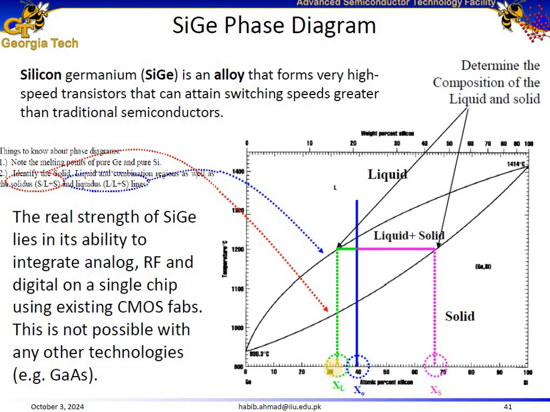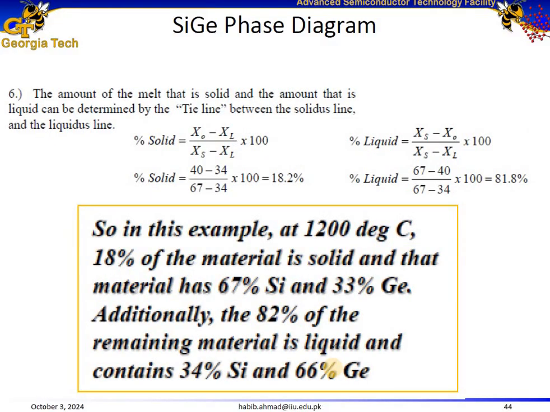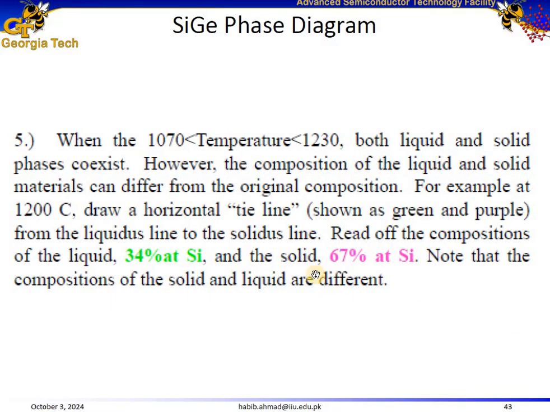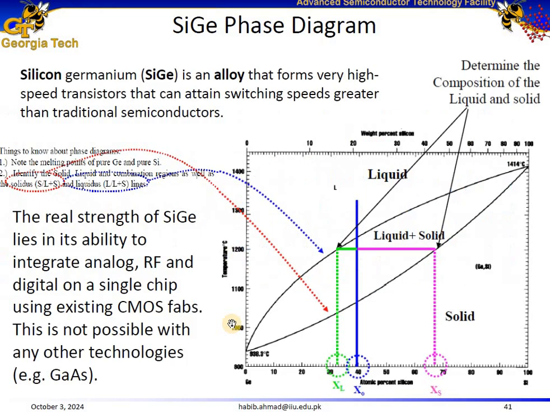So let's move on to the next slides. As we saw over here, reading off the compositions, in the liquid we have 34% silicon, and in the solid we have 67% silicon. So we can note down these compositions: 67% silicon in the solid, and 34% silicon in the liquid part.